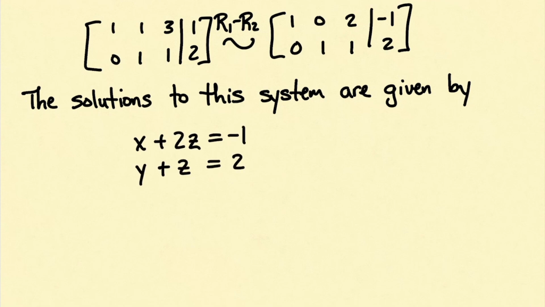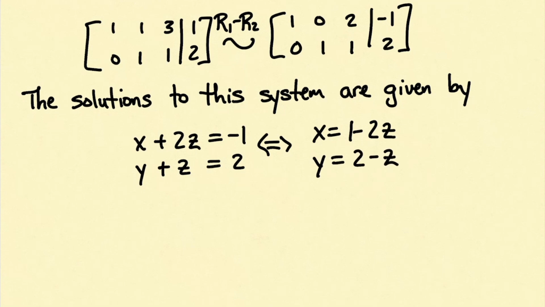This system has infinitely many solutions. We can solve each of these two equations for x in terms of z in the first case and y in terms of z in the second case. So we get the two equations. x is equal to 1 minus 2 times z, and y is equal to 2 minus z.